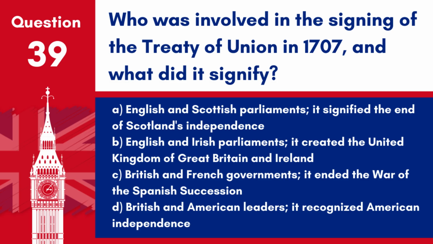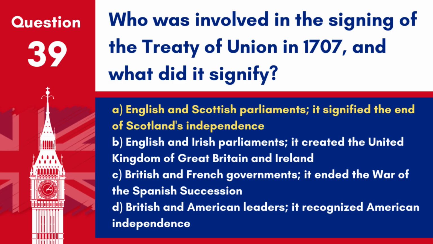Question 39. Who was involved in the signing of the Treaty of Union in 1707, and what did it signify? A. English and Scottish Parliaments. It signified the end of Scotland's independence. B. English and Irish Parliaments. It created the United Kingdom of Great Britain and Ireland. C. British and French governments. It ended the War of the Spanish Succession. D. British and American leaders. It recognized American independence.